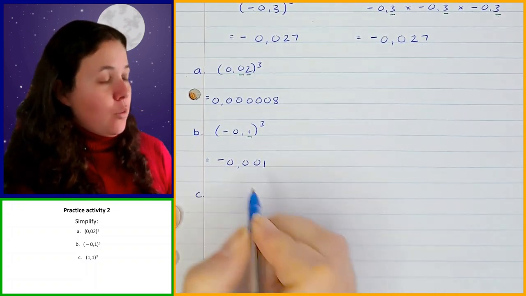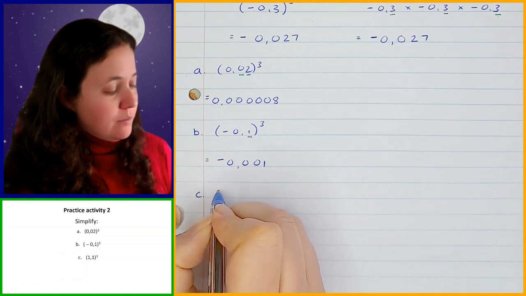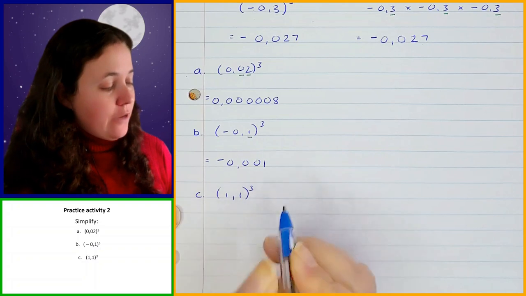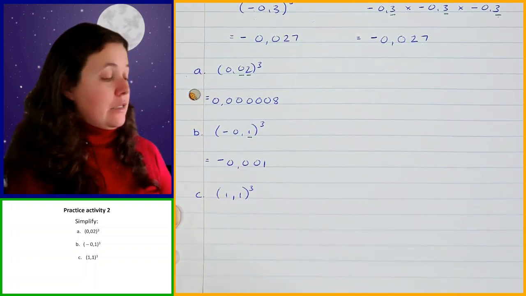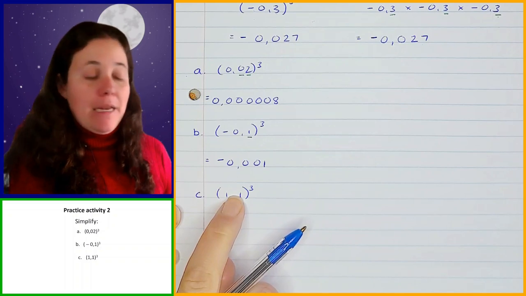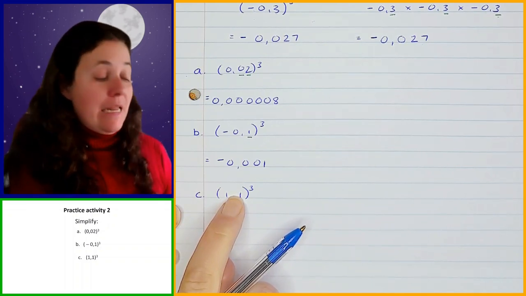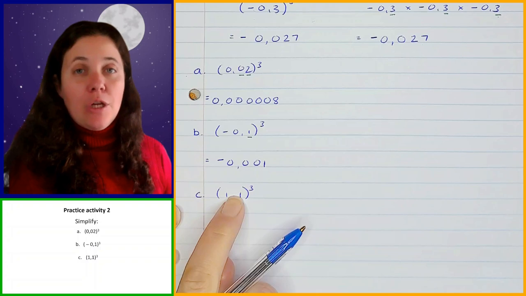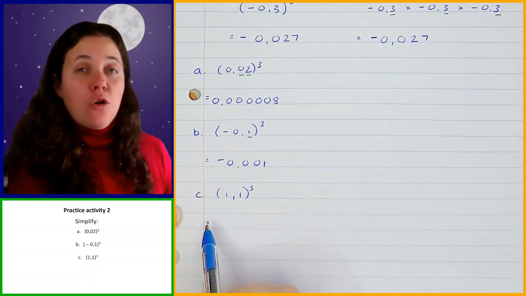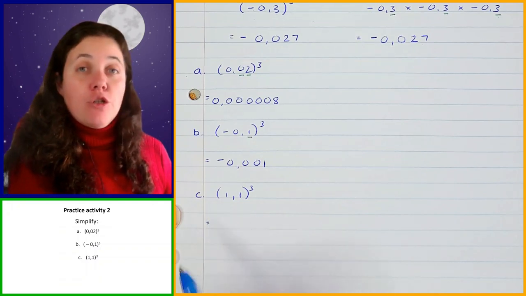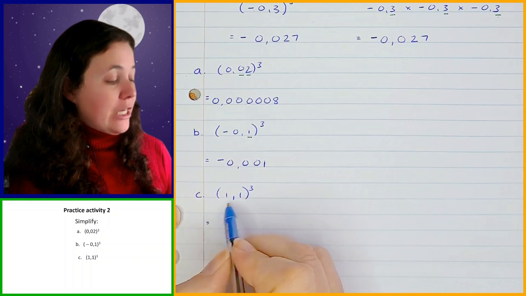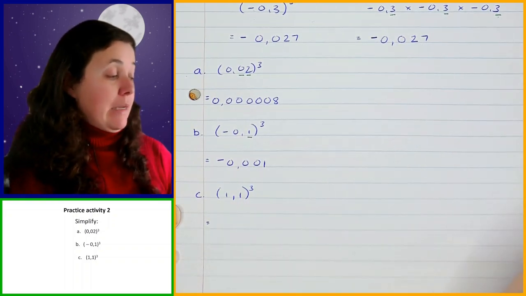Question C, we have 1,1 cubed. Okay, so for this one, what we're going to do is ignore the comma for now and look at it as a number on its own, and altogether that looks like an 11. So we are going to be working with 11 cubed. First of all, I have no negatives in this case, so my answer is going to be positive, so I don't have to worry about my sign. I can now go on to working out how many decimal places I need to have.